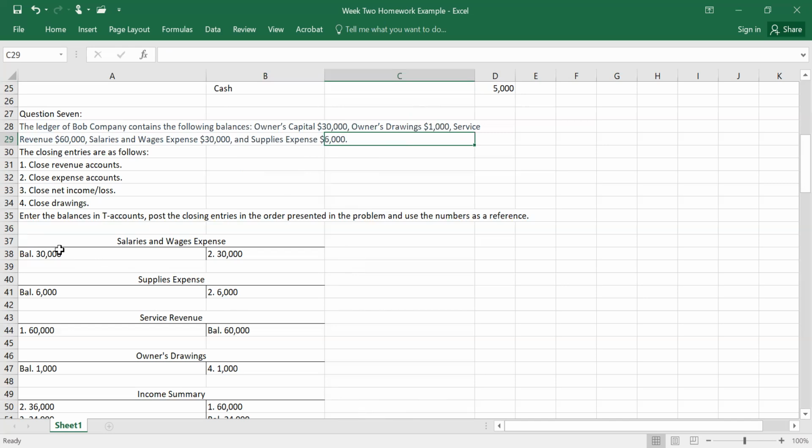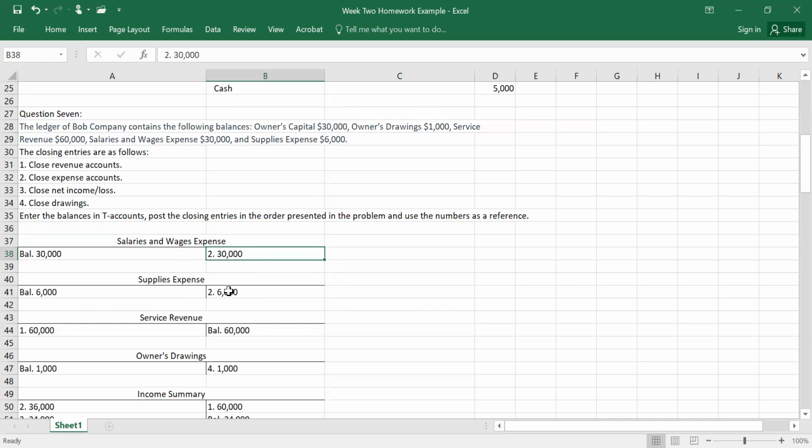So the balance in salary and wages expense was 30,000, and the balance in supplies expense was 6,000, and they would have been debited balances. We need to close them out. To close them out, we need to credit them. We want them to be zero. So we have to credit both supplies expense and salaries expense for those balances to get rid of them.